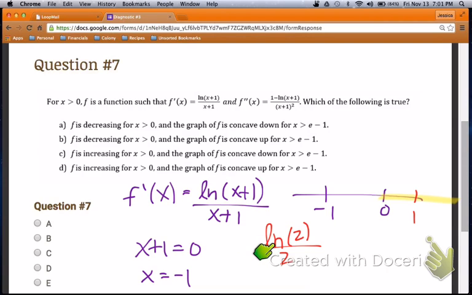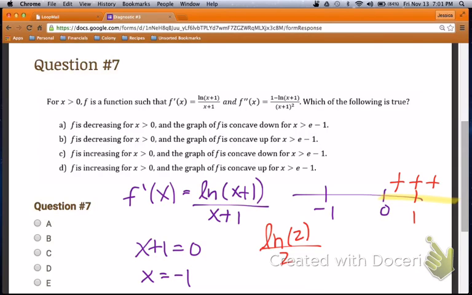Well, ln of 2, if you can think of what the graph of ln looks like, whenever the values are greater than 1, ln is going to be a positive number, so the top is positive. Whenever those values are in between 0 and 1, this would be a negative number. So since 2 is greater than 1, this is a positive number on the top, and we have a positive number on the bottom, which means that all of these values over here are positive.